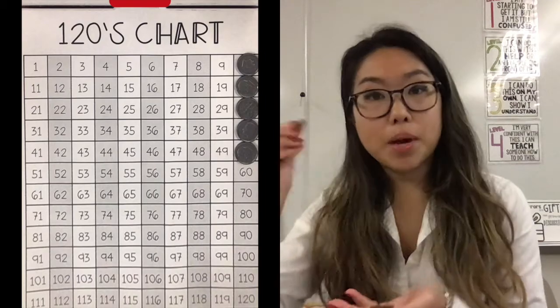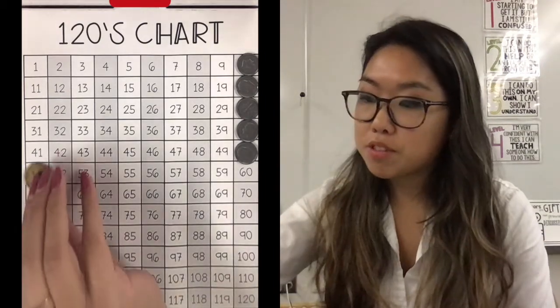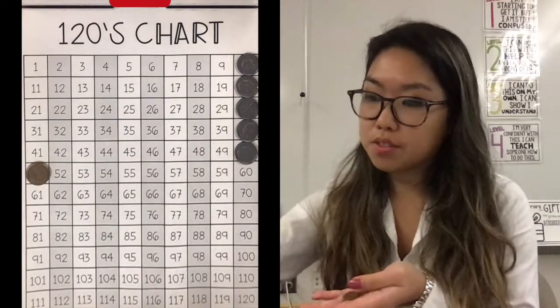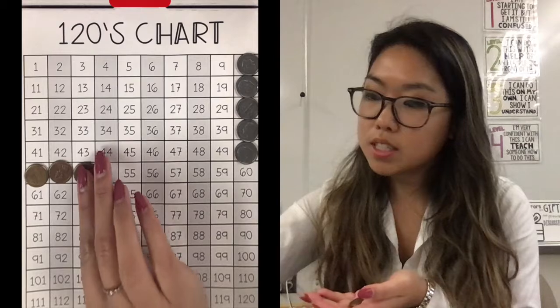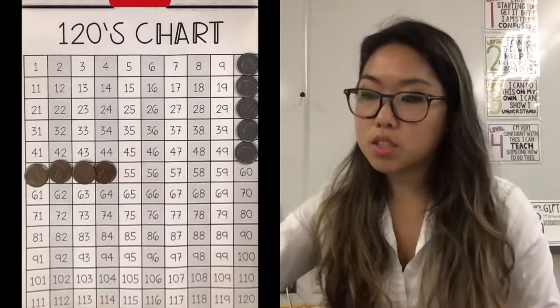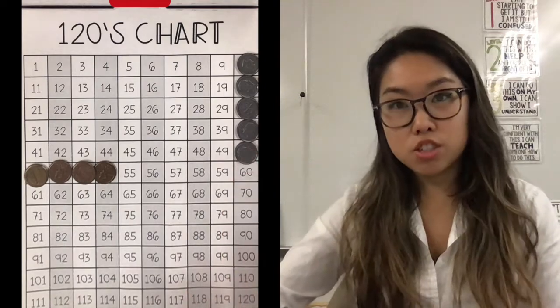Then I need to think about a penny. A penny is worth 1 cent. So I can do 51 cents, 52 cents, 53 cents, and 54 cents. Notice how I skip counted using my hundreds chart.